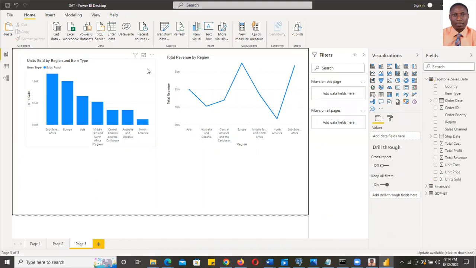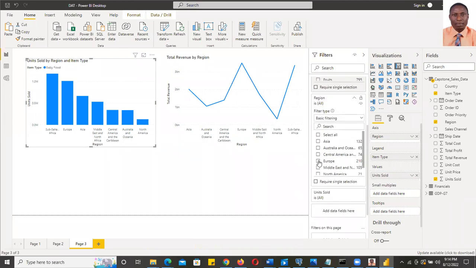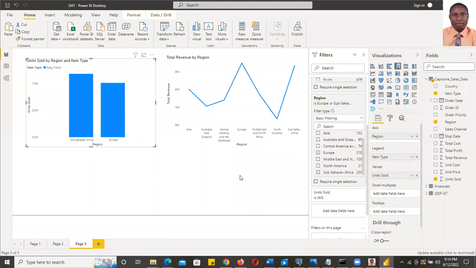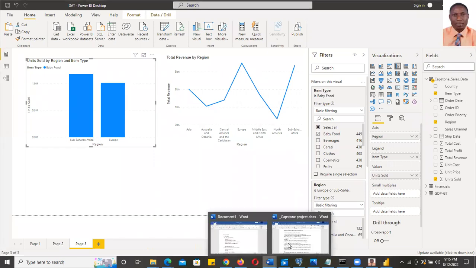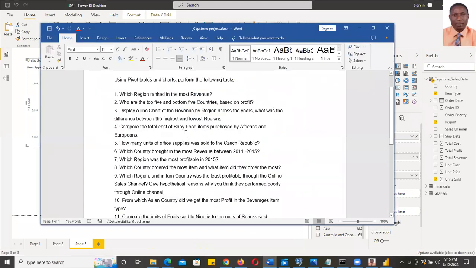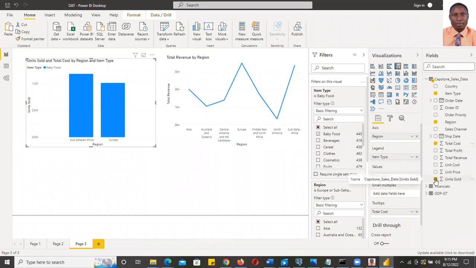And now we don't even want all the regions. We are interested in just Europe and Africa, so we can compare, and that's what we are asked to do. We are asked to compare the cost of baby food. Okay, total cost. Not just the units sold, the total cost.